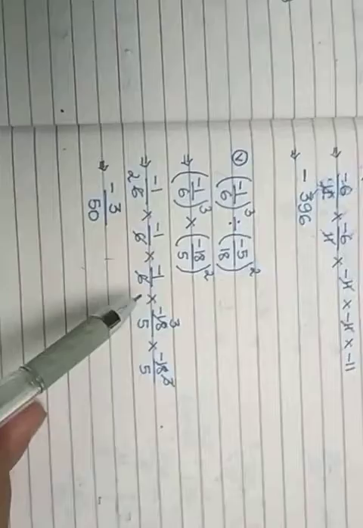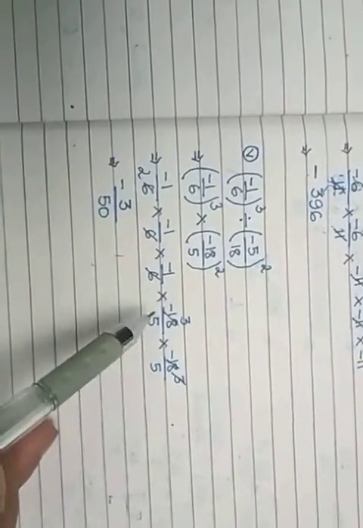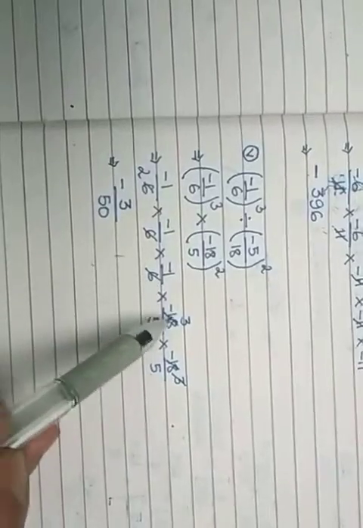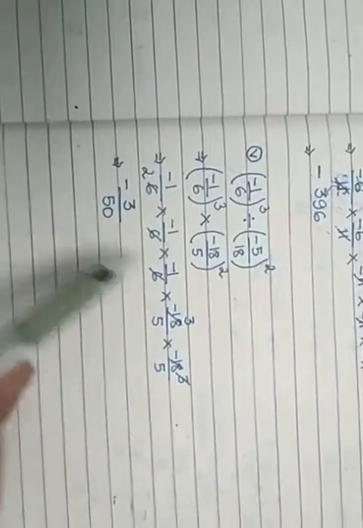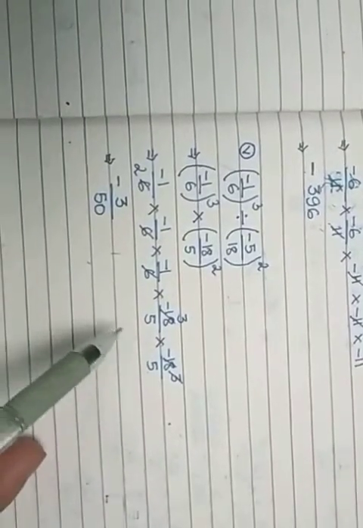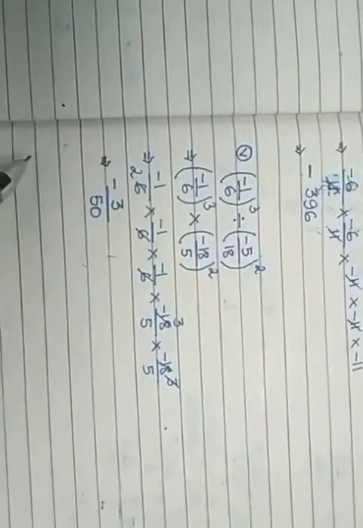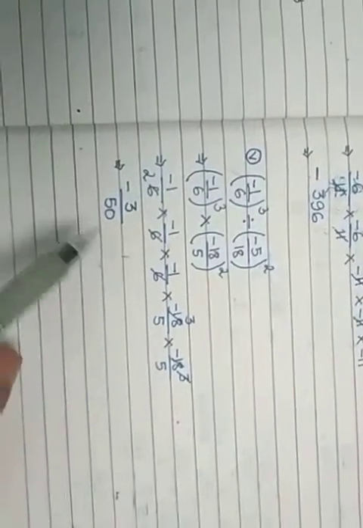Okay, now the cancelable terms, let's check out. We got 6 in the denominator, 18 in the numerator. So 6 3 times is 18. Again we got 6 and 18, so 6 again 3 times is 18. Now this 3 will cancel this 6 as well, isn't it? 3 2 times is 6.